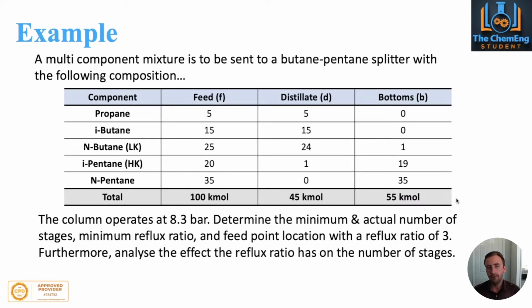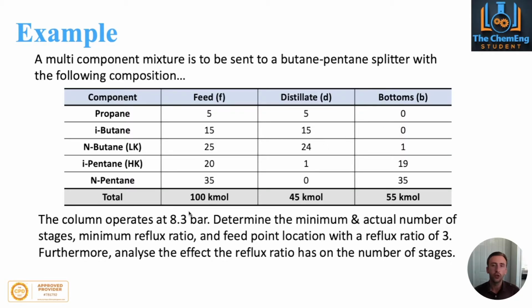So if we take a look at a full working example here, we're going to look at how to apply everything that we've just spoken about. This will be a fully comprehensive example. So what we have is a multi-component mixture being sent to a butane and pentane splitter, and it has the following compositions. We have propane, i-butane, n-butane, i-pentane, and n-pentane. And we have our respective flow rates for the feed, the distillate, and the bottom product.